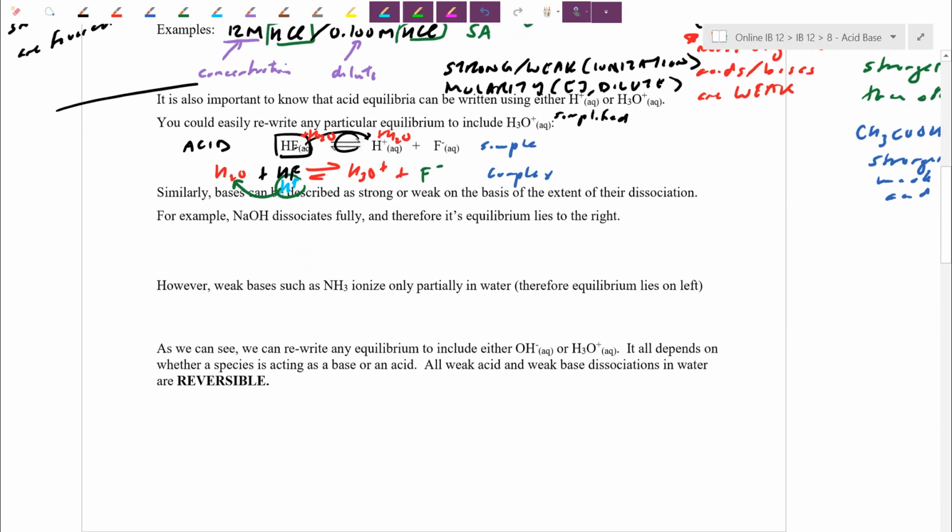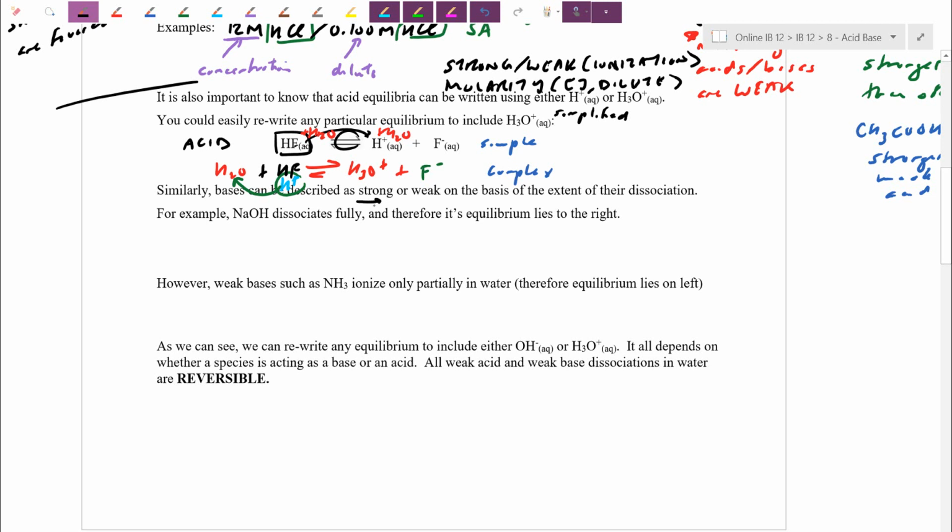In a similar fashion, bases can be described as strong or weak. Strong means a one-way arrow. Weak means an equilibrium system, on the basis of the extent of dissociation. Another way of saying that is a degree of completion. If it's one direction, it's going to be 100%. For example, NaOH dissociates fully. The equilibrium lies really, really far to the right. This one here is a strong base. We're going to get Na plus and hydroxide.